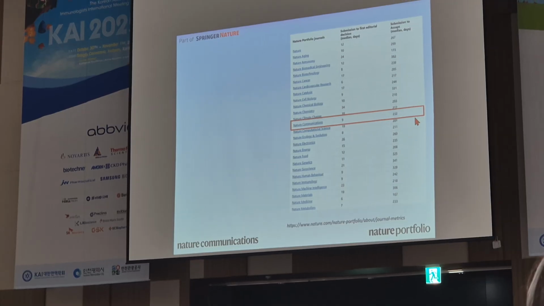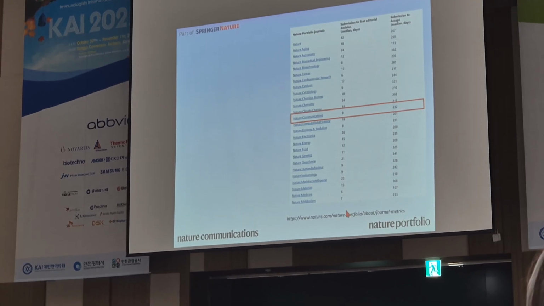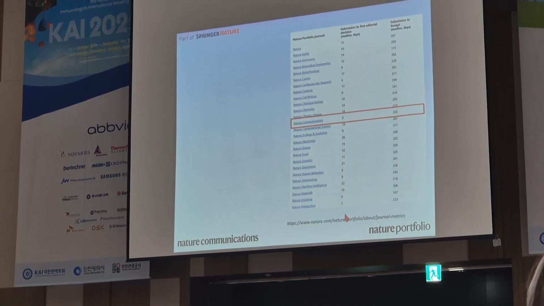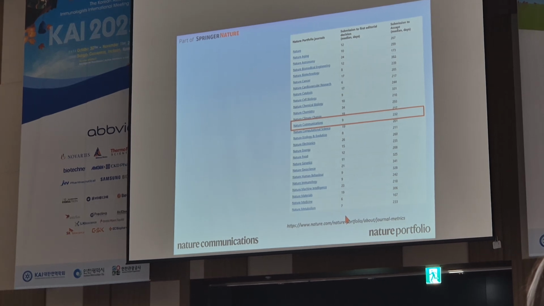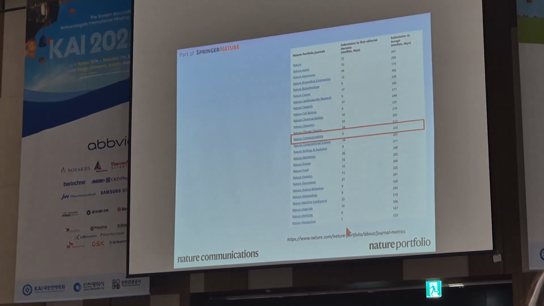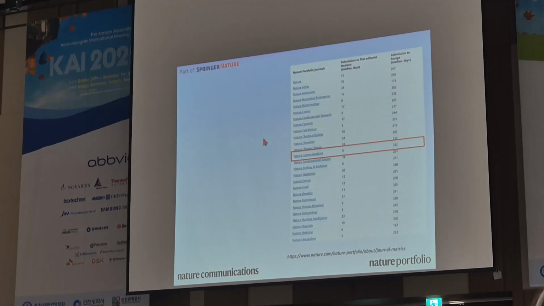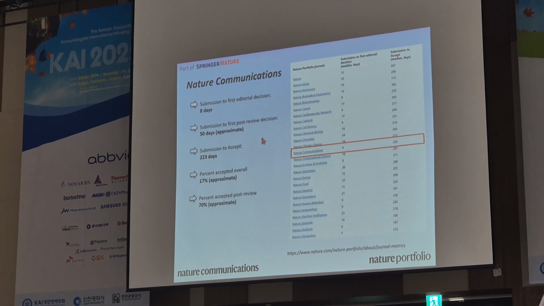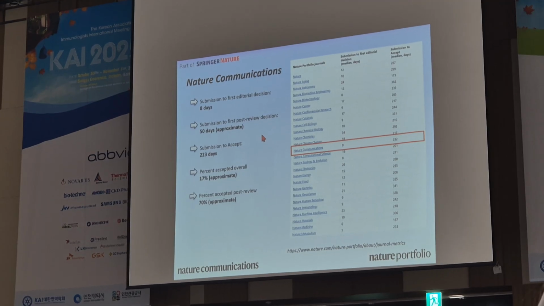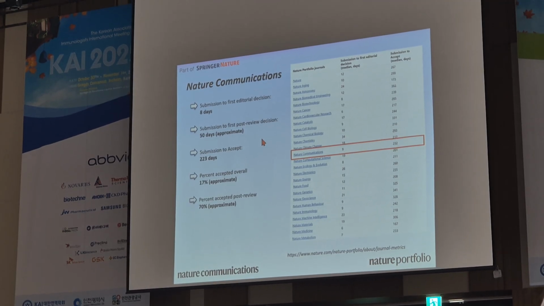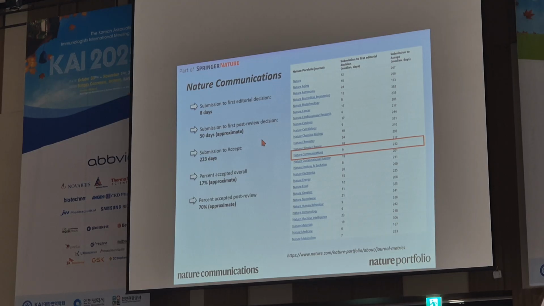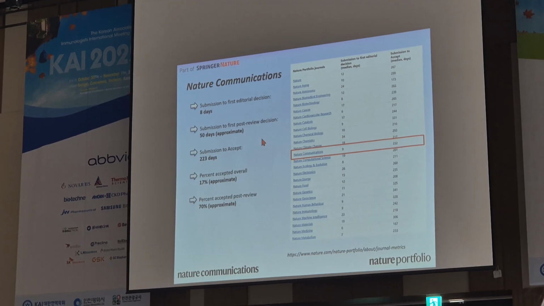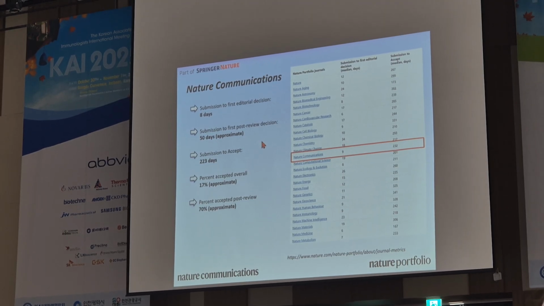Now these are some metrics. If you look at this link, it will show you all the metrics of all the major journals, including lots of journals. But for Nature Communications, what we usually try to ensure is that we get the first decision by NA, and then the first post-review decision by 50 days. Right now, the time from submission to accept is about 230 days.